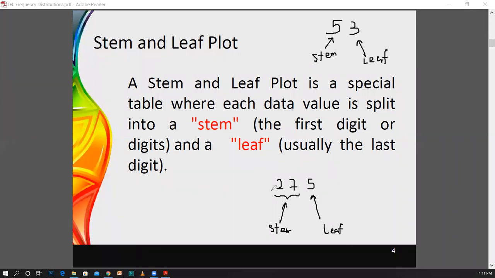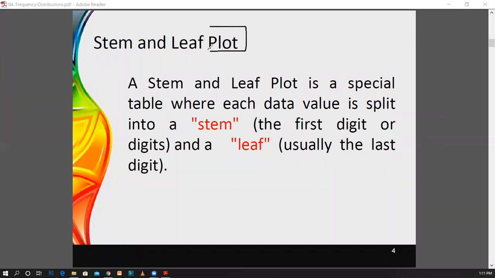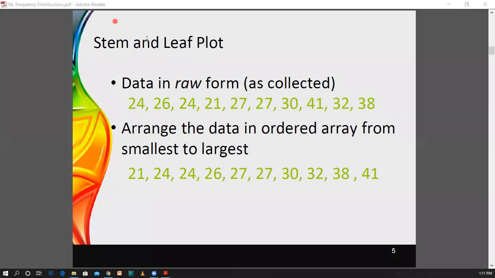Sticking to this concept of identifying stem and leaf, we write the numbers in a table. We call such a table a stem and leaf plot. Even though we say it is a leaf plot, actually it is quite like a table. Okay, now this is how we create a stem and leaf plot.